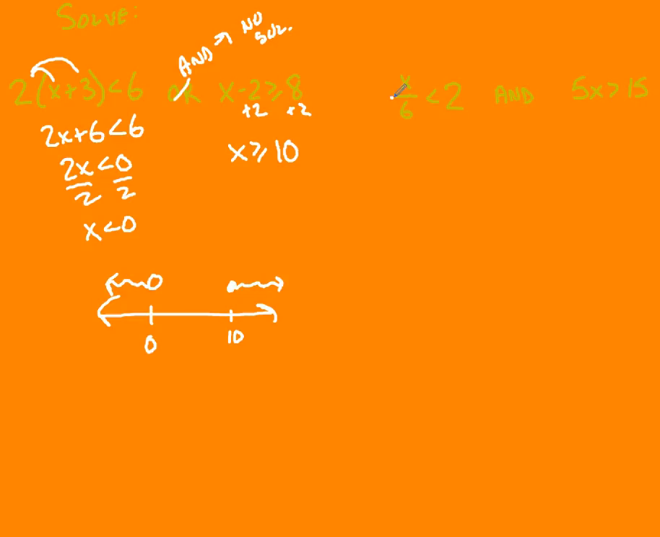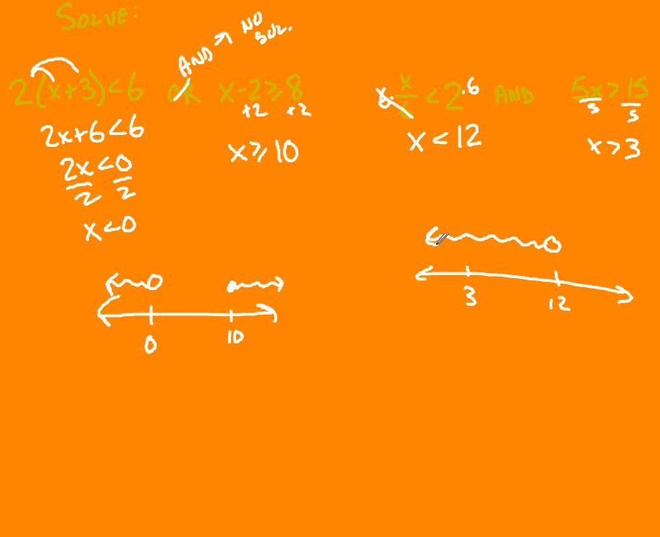Alright, if you remember from a previous video, we were supposed to multiply both sides by that denominator 6. That gives you that x is less than 12. And then over here, if I divide both sides by 5, I get x is bigger than 3. So I need to look and see where I have 12 and 3. I want numbers less than 12, and I want numbers bigger than 3. The word was "and," so I want the overlap.